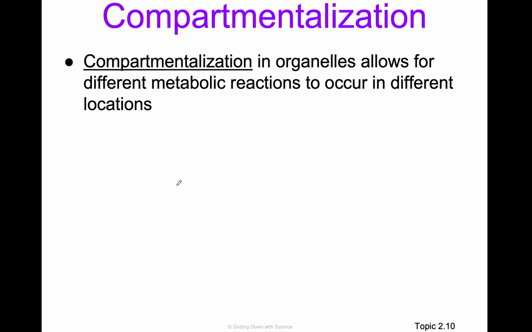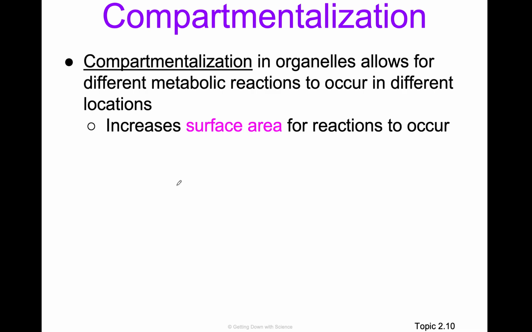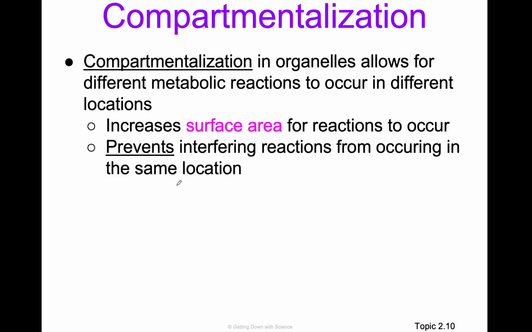So I can have something going on in the mitochondria that has nothing to do with what's going on in the Golgi, and that's great. We're all doing our own thing. It also increases surface area for reactions to occur. We'll look at that as well. If everything's compartmentalized, you can have different foldings of membranes on the inside and on the outside to increase surface area. And really, in this unit, increasing surface area is the name of the game. We're going to have a big lab on this for topic 3.